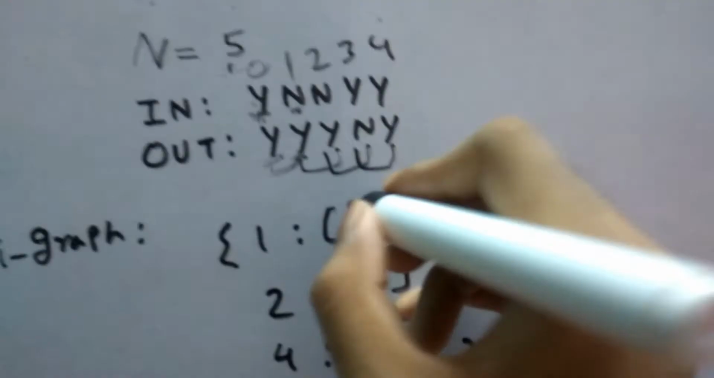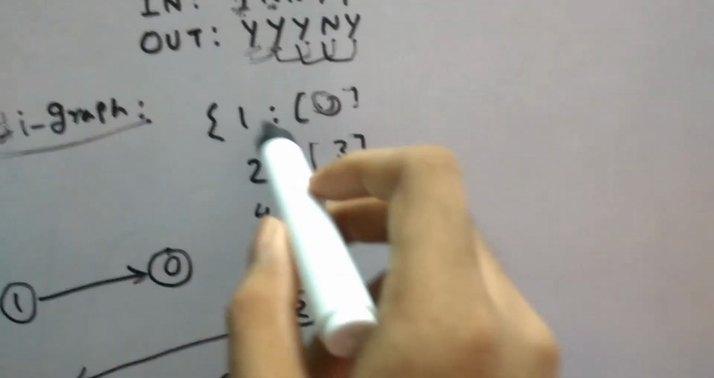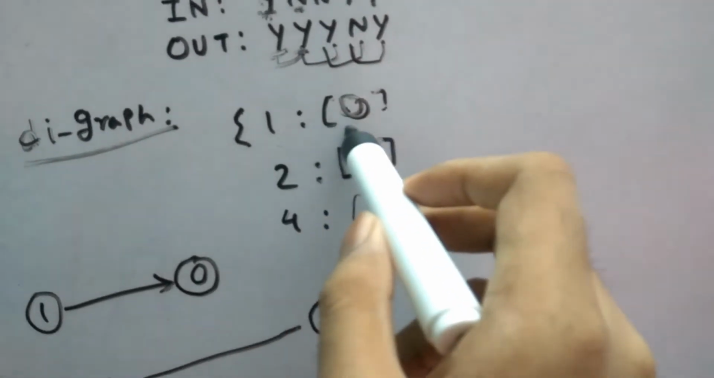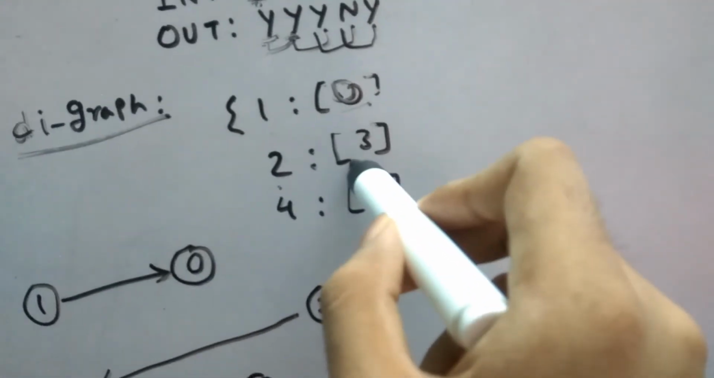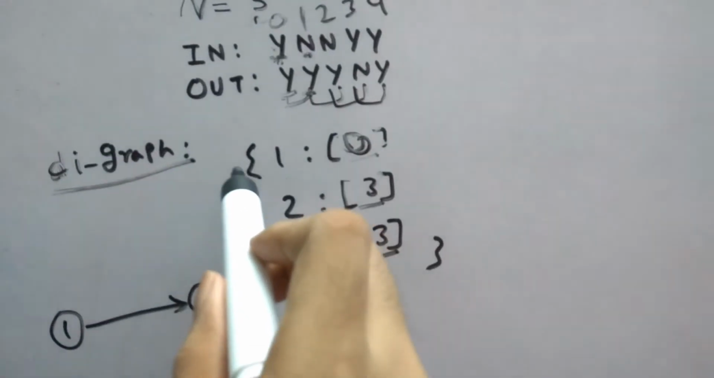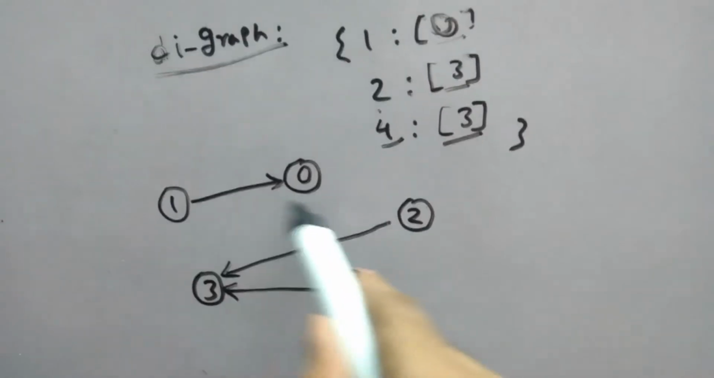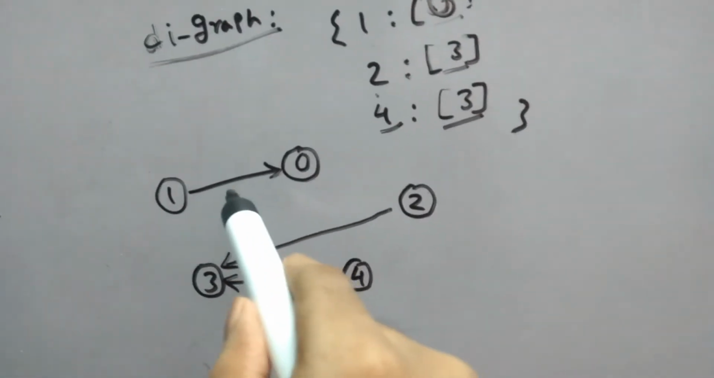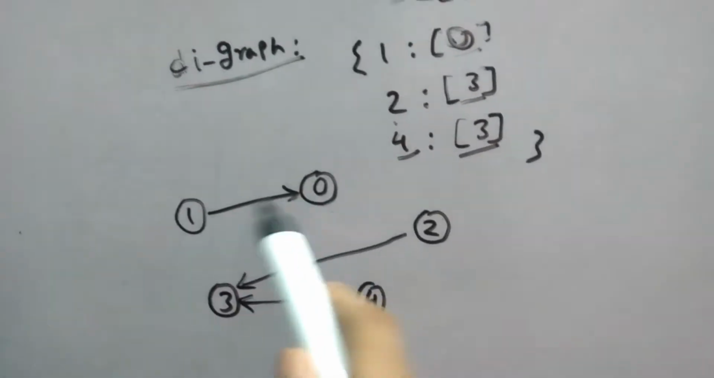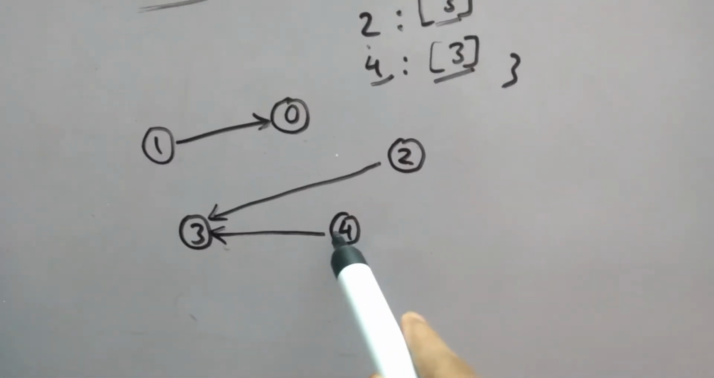So now using these values we will form an adjacency list representation of a directed graph, a digraph. So we have formed, from 1 the possible city is 0, from 2 the possible city is 3, from 4 the possible city is 3. So the actual representation of this adjacency list is this graph: from 1 to 0 is possible and the direction is only this way. We cannot go from 0 to 1, the only way possible is this. And from 2 we can go to 3 and we can go from 4 to 3.